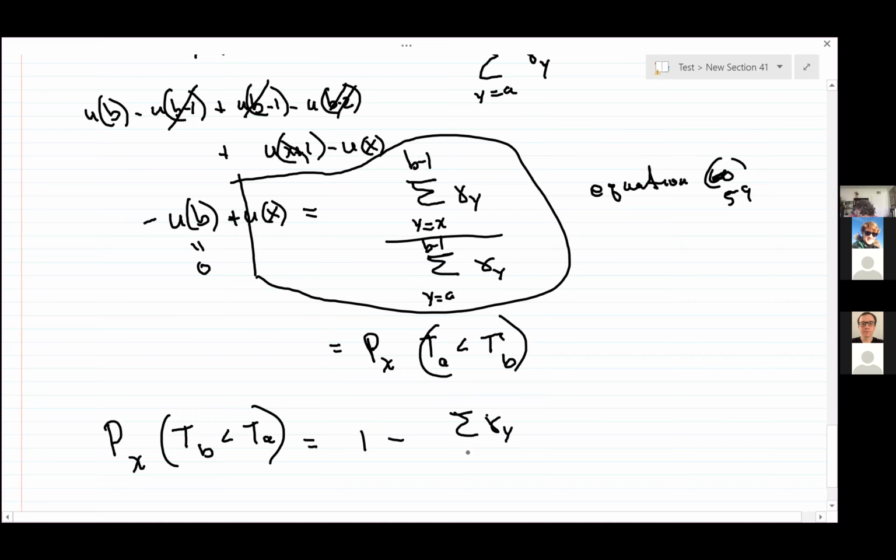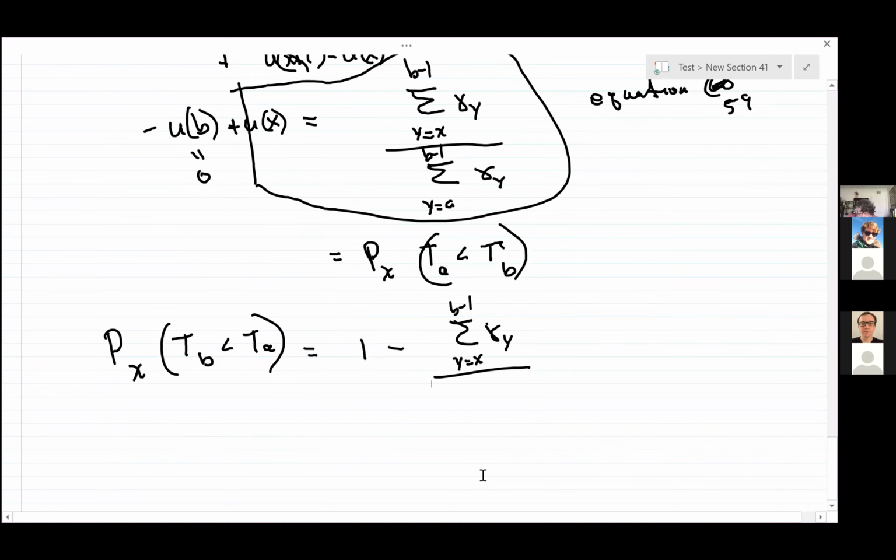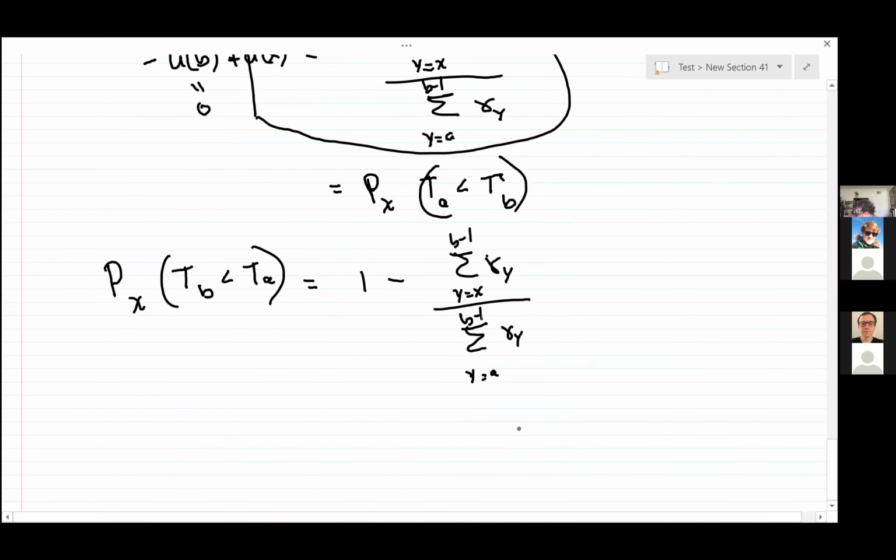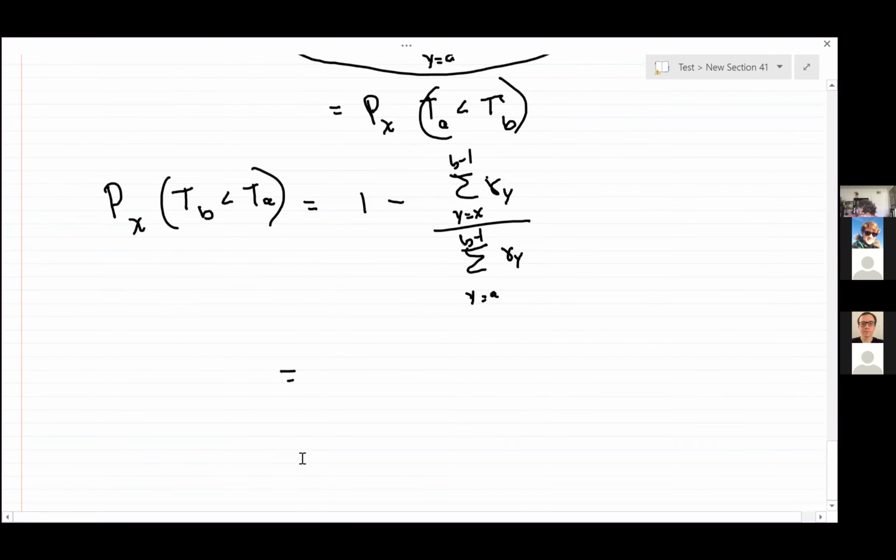So you're going from y equals x to b minus 1. And on the bottom, you have the summation. You have a y going from y equal a to b minus 1. And you might say, well, okay, and how do you do that? Well, you can get a common denominator. So the common denominator here would be this. So how this would go, you'd have something on top that looks like this.